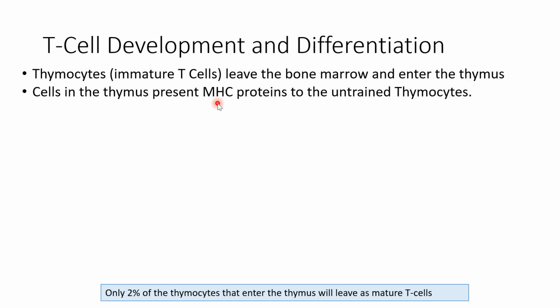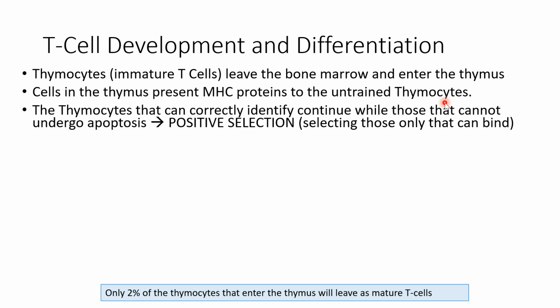Now, cells in the thymus gland present MHC proteins to the untrained thymocytes. Remember, T cells recognize MHCs. You have to know that your T cell can recognize the MHC proteins that are expressed on the surface. So the thymus does that. It throws out MHC proteins to see if these thymocytes can recognize them or not. So the thymocytes that can correctly identify MHCs are separated from the ones that cannot. If the thymocyte is unable to recognize an MHC protein, it's destroyed. Apoptosis, meaning it's programmed cell death, the cell self-destructs.